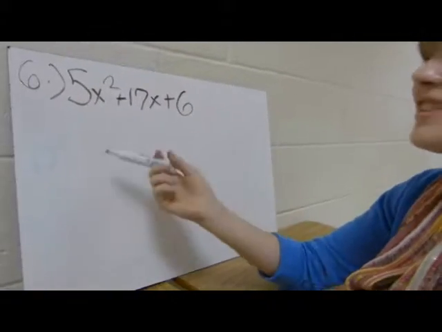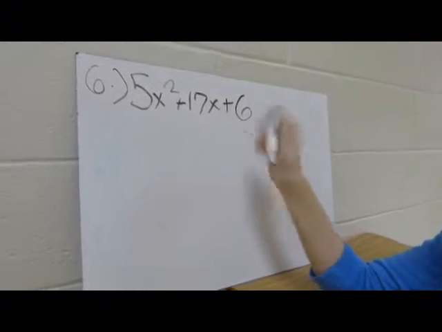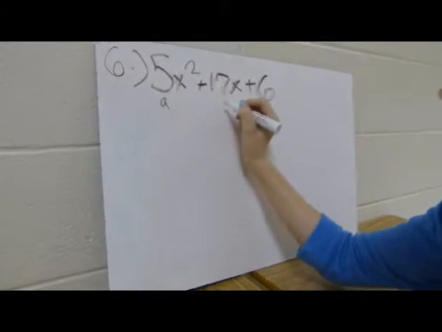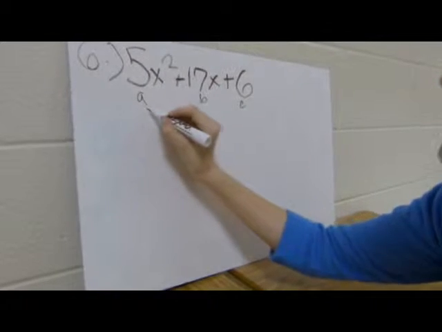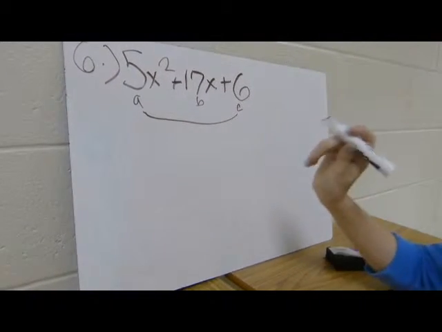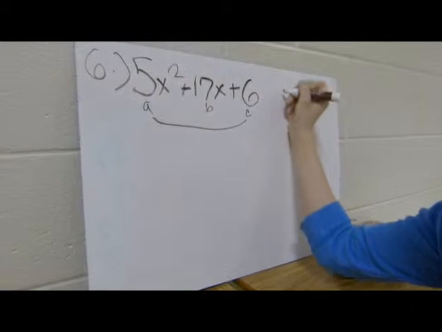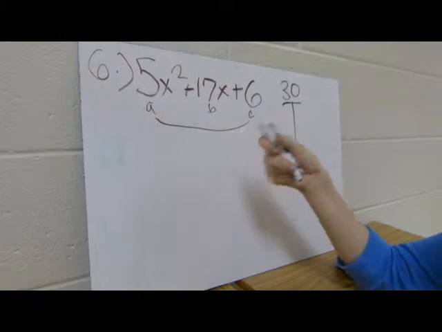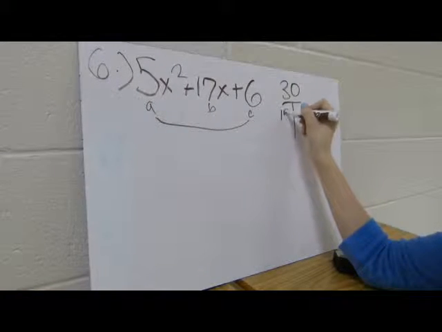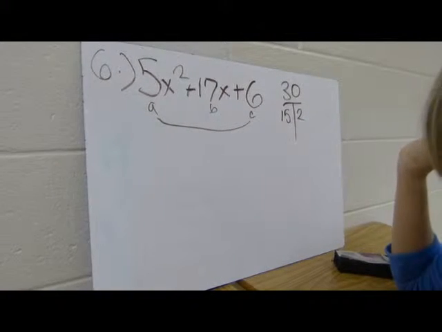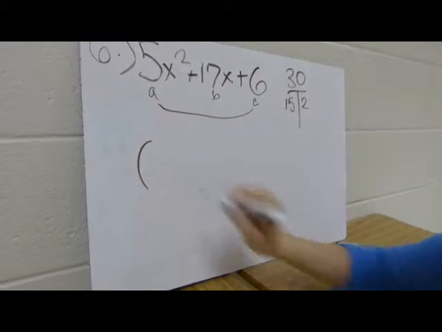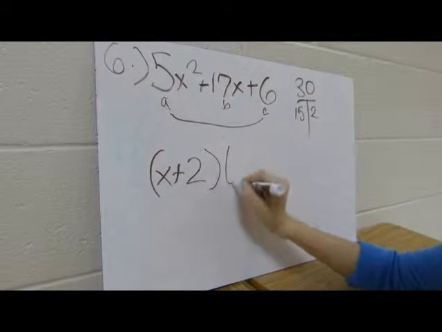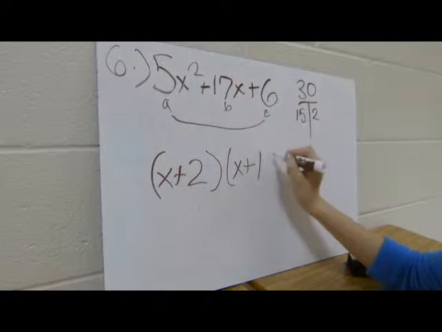Okay, so this is our 6th problem, 5x squared plus 17x plus 6. You're going to multiply your A term and your C term, which is 5 and 6 for us today, and that equals 30. Now you're going to find multiples of 30 that add up to B. So we're going to use 15 and 2. You're going to write it out like x plus 2 and x plus 15.